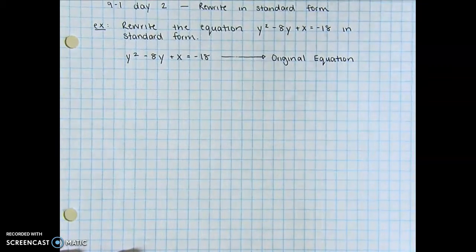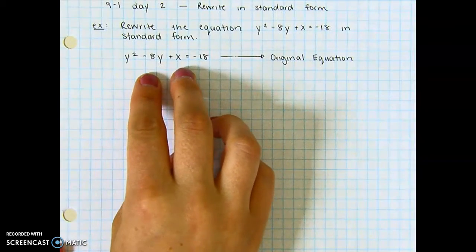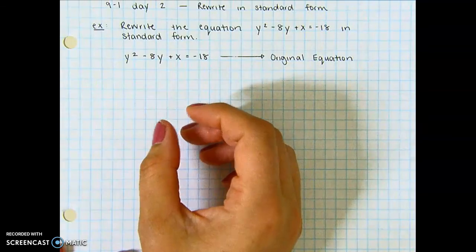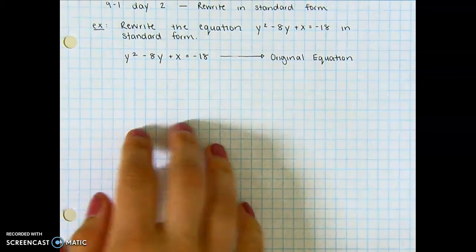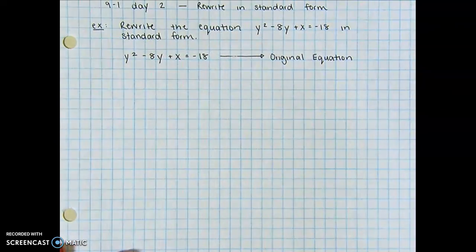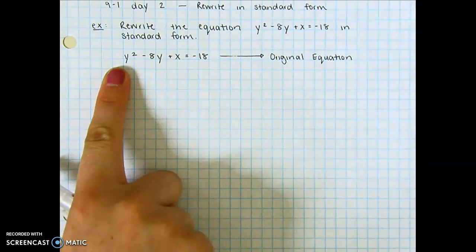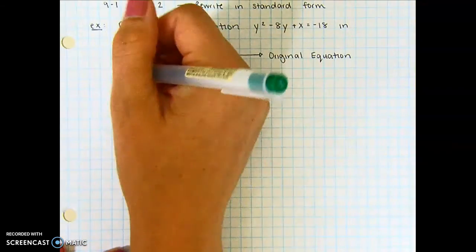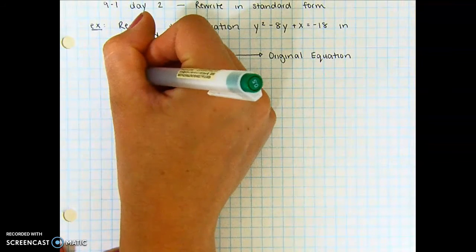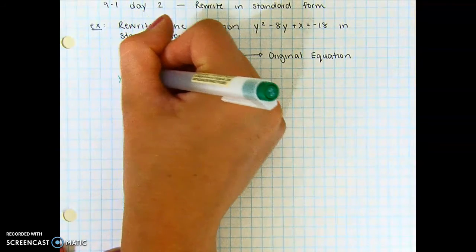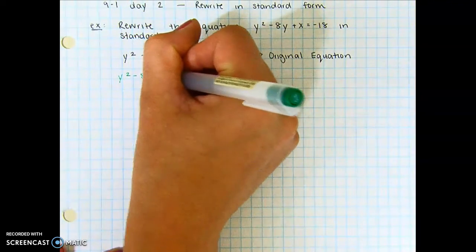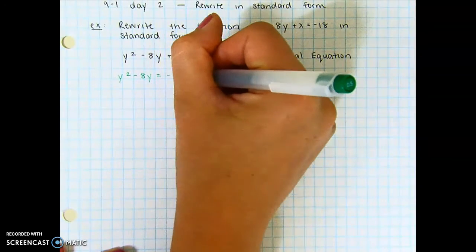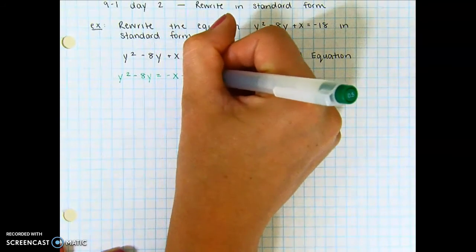So the first thing we want to do is look at our original equation and go, okay, what is being squared? Because that's what we want to eventually be either x minus h or y minus k. So because we have a y squared, the first thing we want to do is isolate that part of the quadratic. So we're going to have y squared minus 8y, and we want to isolate that, so I'm going to move over the x. So I'll have equals negative x minus 18.